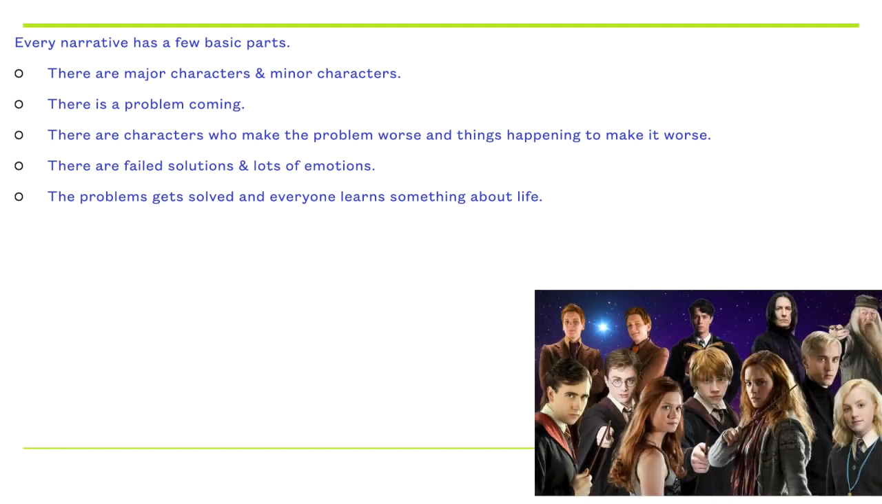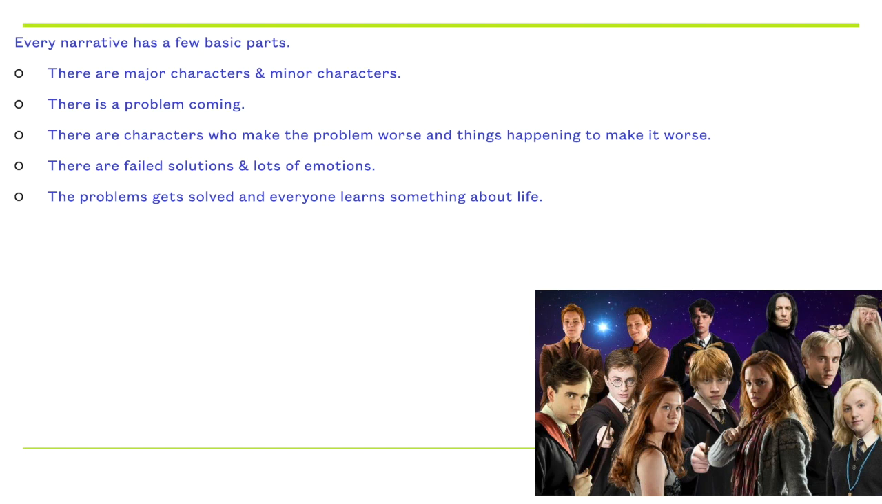So let's just look at Harry Potter to begin with. In Harry Potter, there are major characters and there are minor characters. In fact, there are three major characters here. And there's a problem coming. And the problem is always Voldemort is coming. Voldemort's going to do something, right? And there's lots of little problems along the way that have to do with that. But generally, there's one big problem coming.